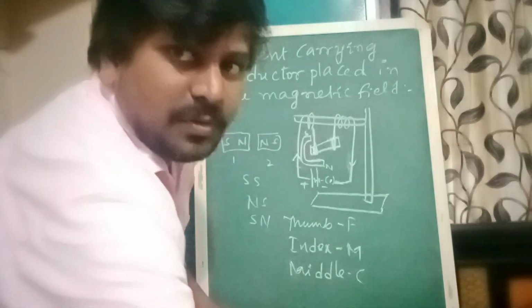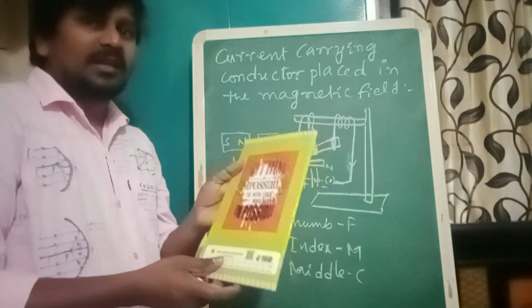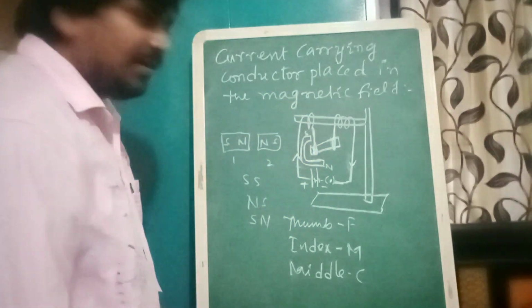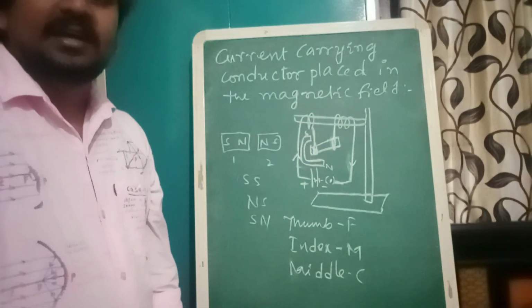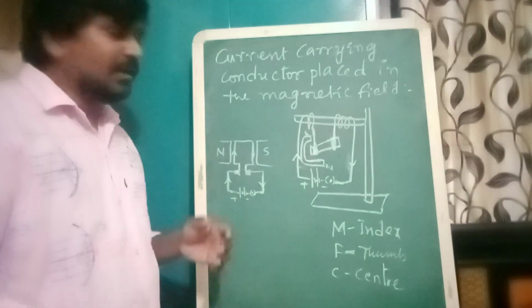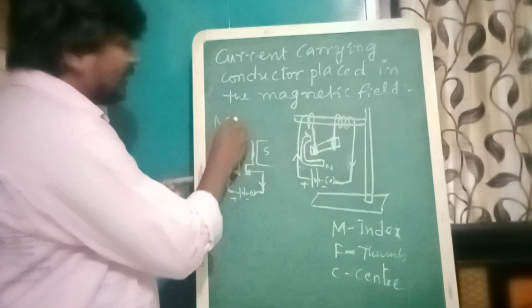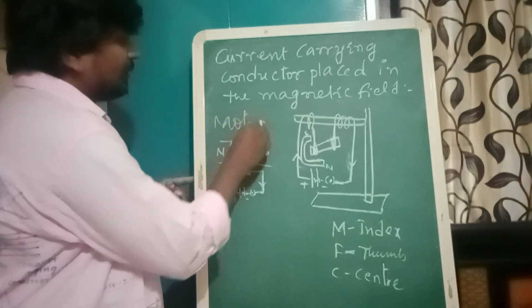Suppose I am taking this book, you can consider this a book. Suppose I take one example, then you can understand. So now you can see here, I am taking this motor diagram, the electric motor.